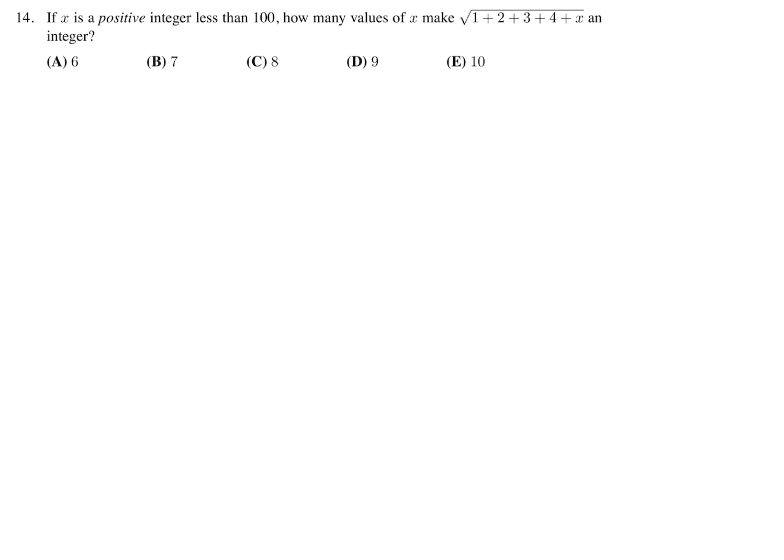If x is a positive integer less than 100, how many values of x make the square root of 1 plus 2 plus 3 plus 4 plus x an integer? So 1 plus 2 plus 3 plus 4 plus x is an integer. So that is 10 plus x.